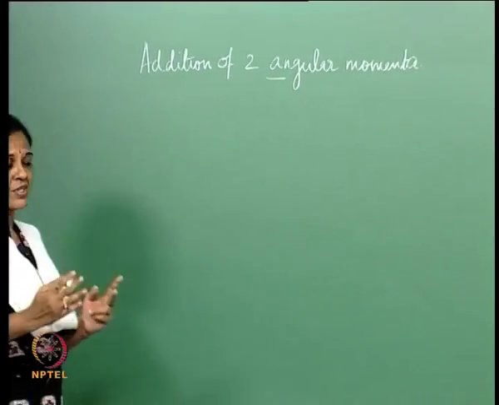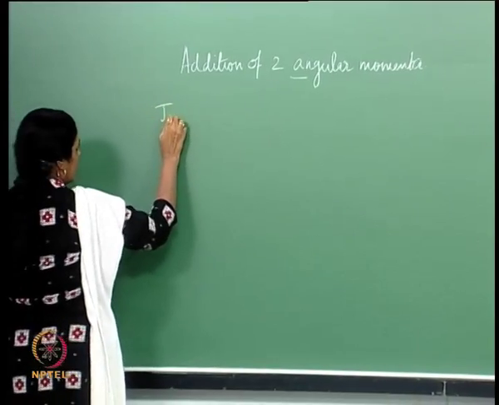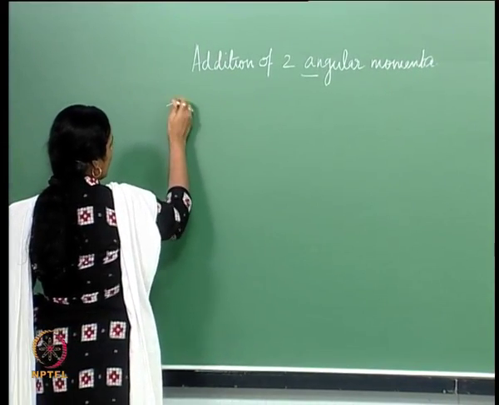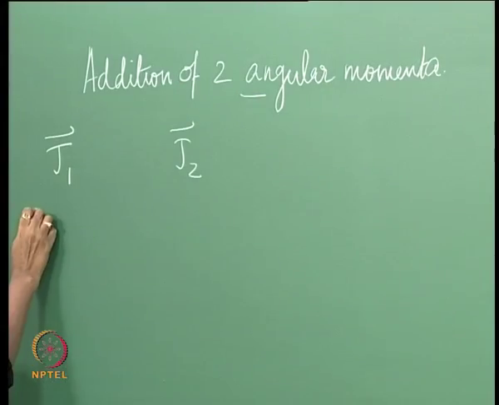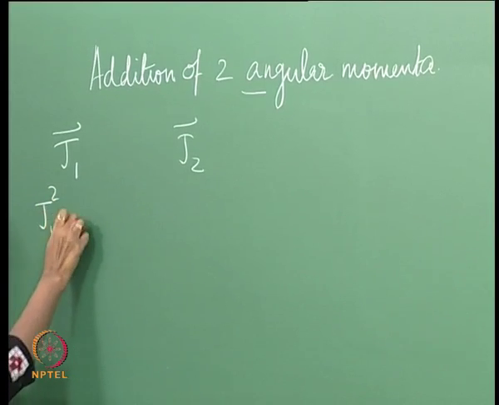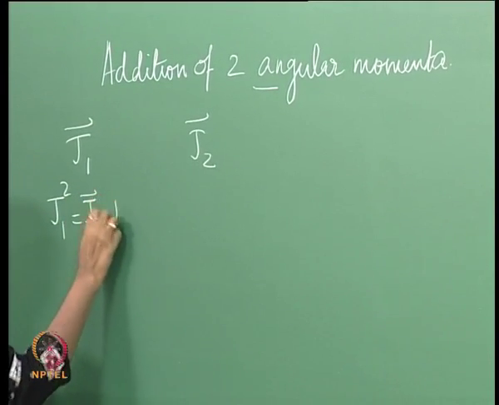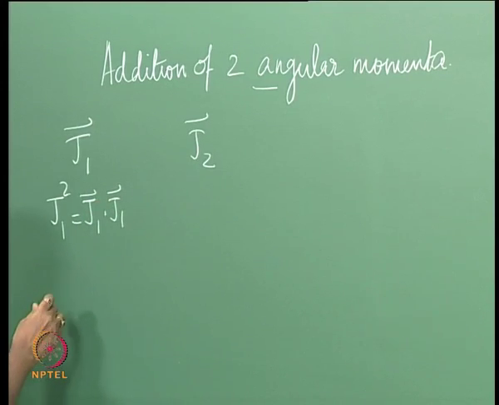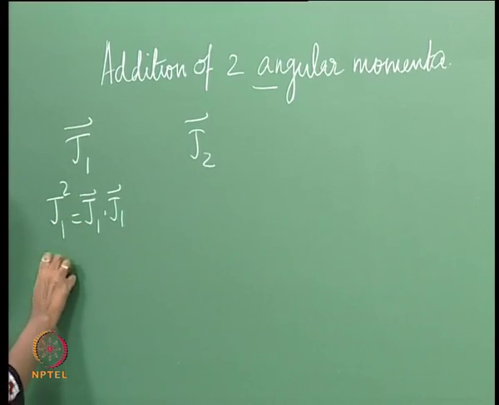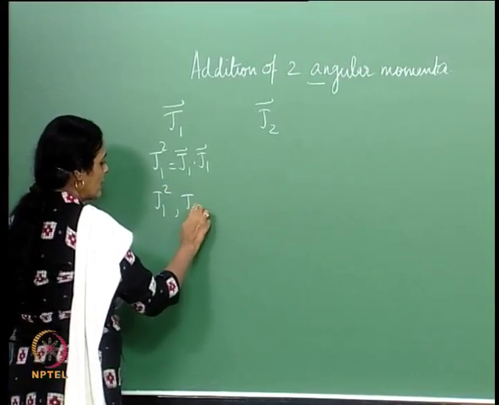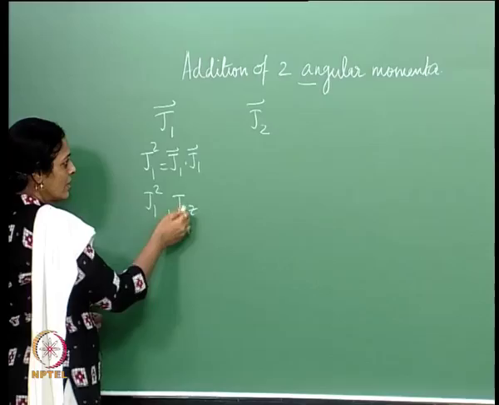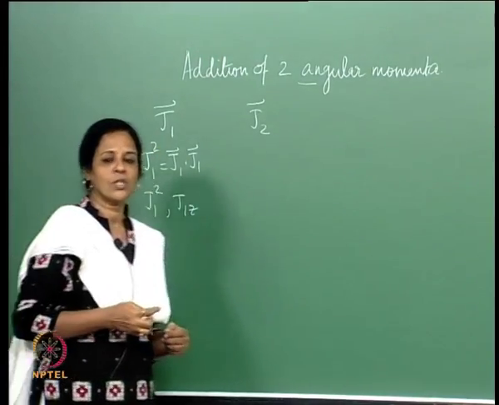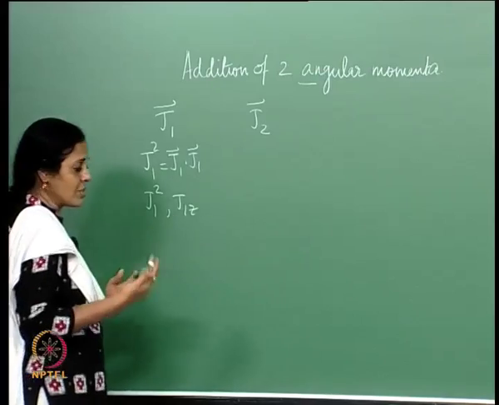So there are two systems given by vectors J1 and J2. J1 squared is J1 dot J1, and I can find simultaneous eigenstates of J1 squared and J1z. The 1 here, as I have mentioned earlier, refers to the fact that we are talking about the first system, one of the two systems.